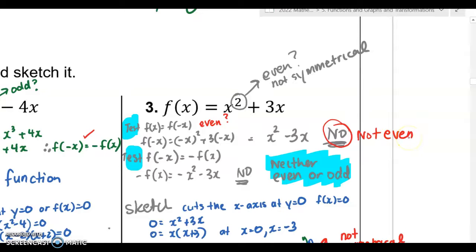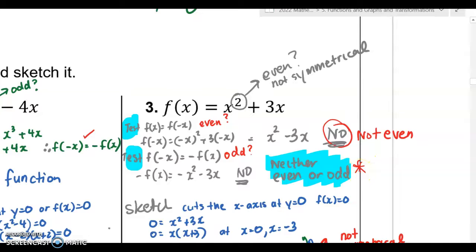Let's check for odd. The odd test is that f of minus x is equal to minus f of x. We've got minus f of x because we just worked that out above for the even function. Let's find minus f of whole x there. So I'm going to pop a minus in front of each of these terms, or out the front and pull it through. I'll get minus x squared minus 3x. So there's this one here. Does it equal? No. So it's not even and it's not odd, and that is okay.